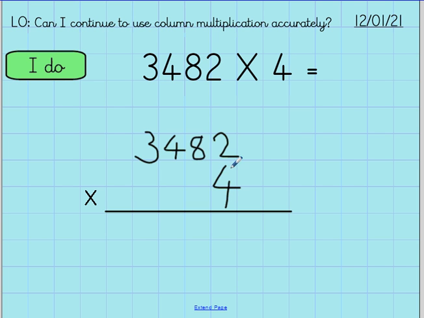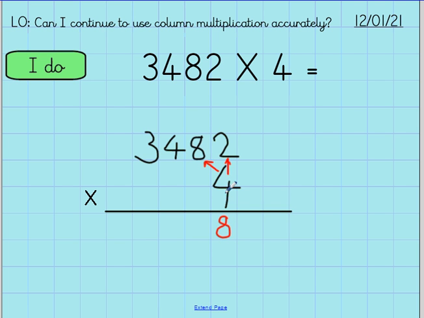Now let's have a look. Remember, we go one at a time, don't we? So first thing I'm going to do is 4 times 2. Okay, I'm going to write my answer down here. So 4 times 2 is 8. Okay, now I'm going to go across to this one. So 4 times 8. Okay, so 4 times 8 or 8 times 4.